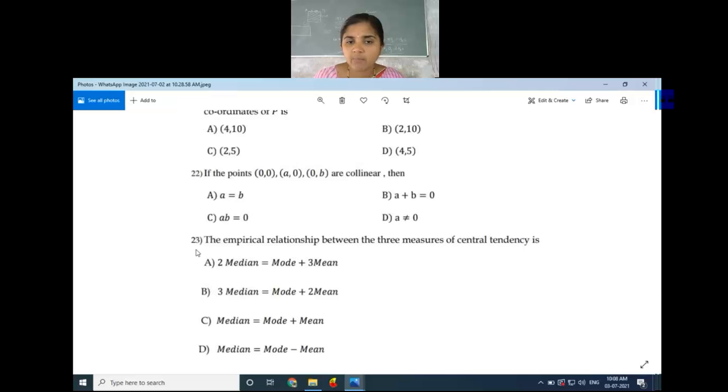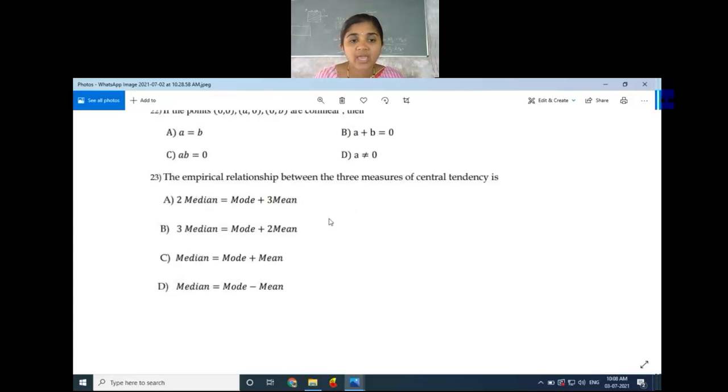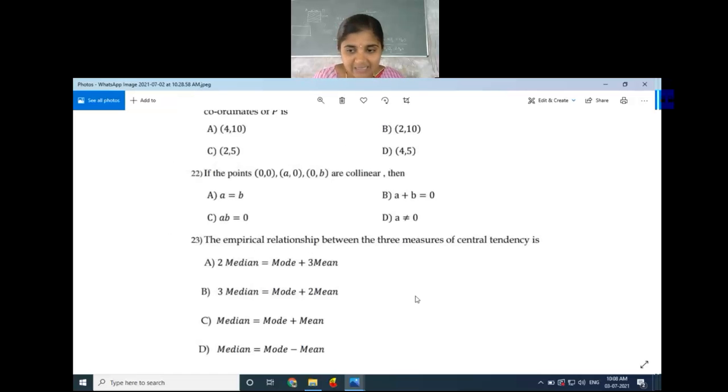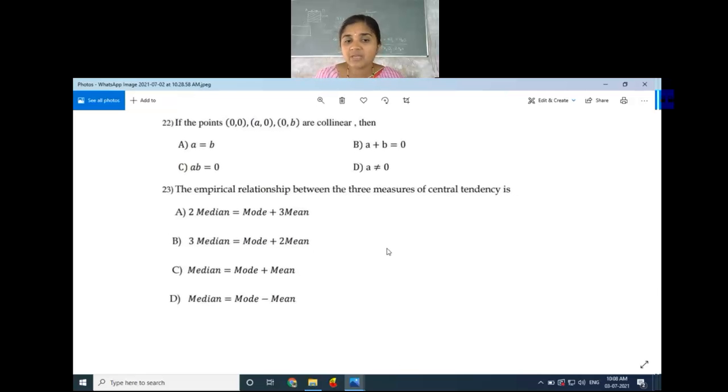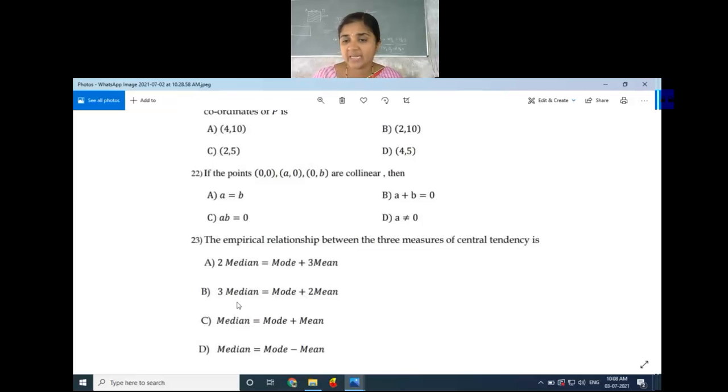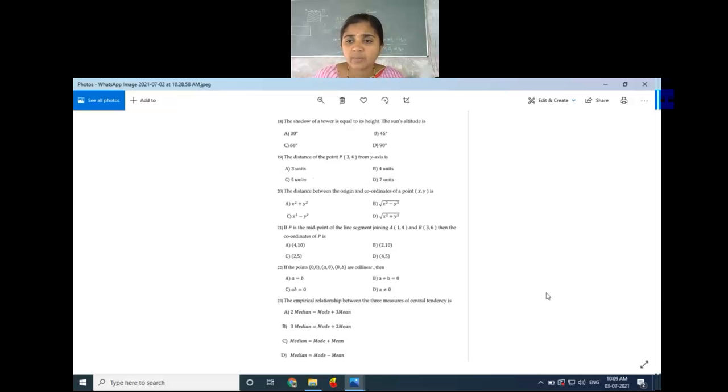Next, again a most repeated question. The empirical relationship between the three measures of central tendency is... G1 gave the answer that 3 median is equal to mode plus 2 mean. So again and again you should revise this concept. The empirical relationship between the three measures of central tendency is always 3 median equals mode plus 2 mean. This is question number 23.